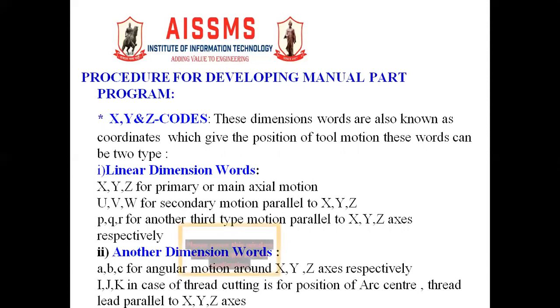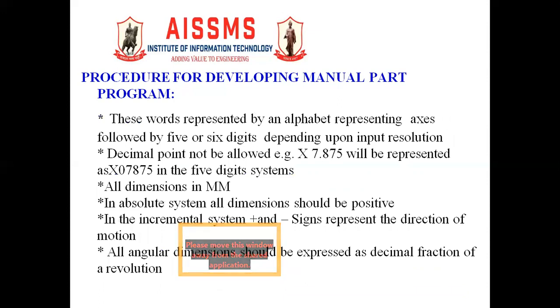Then X, Y, Z is generally used for linear, or the main axial motion. U, V, W is secondary motion parallel to X, Y, Z. P, Q, R is the third type of motion parallel to X, Y, Z. A, B, C is generally used for angular motion around X, Y, Z respectively. In this procedure, we use words in alphabet like the X axis. A decimal like X 7.85 will be represented as 707875 in a 5-digit form. All dimensions are always in terms of millimeters, and generally follow the absolute system.